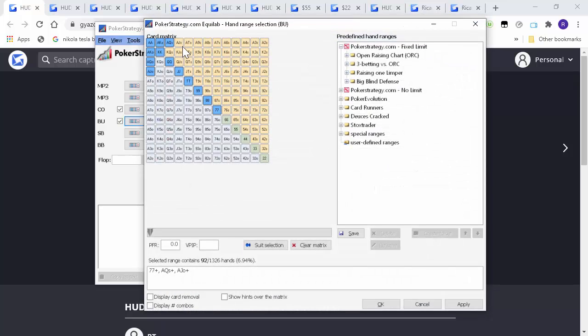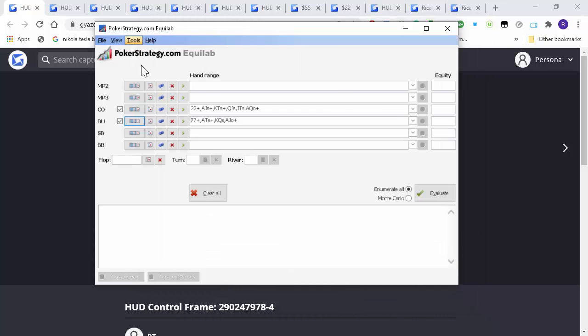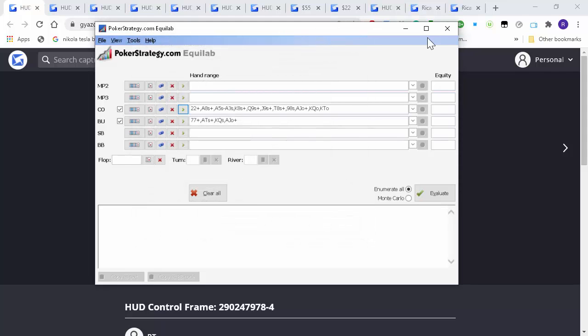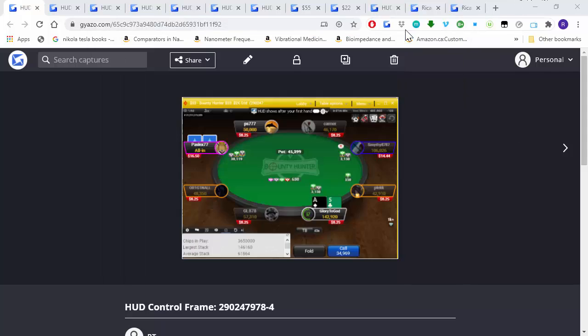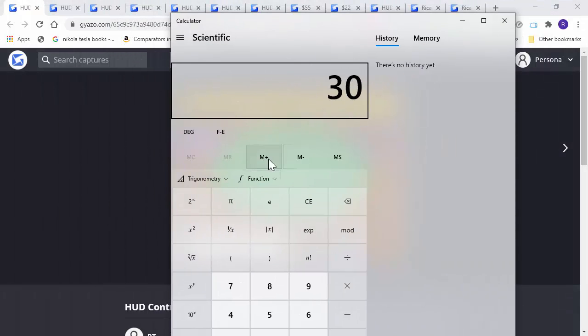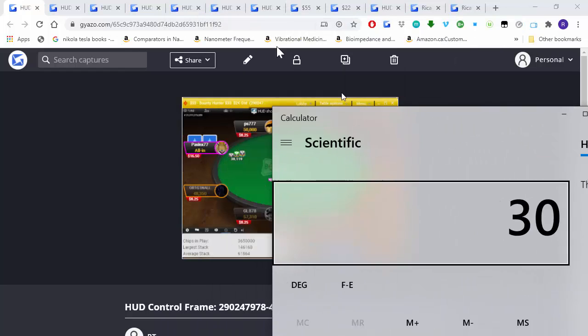Let's give him a slightly looser range though, and do the same thing. Yeah, nowhere near enough equity. But let's say he had 40 big blinds. Instead of 55, he had 30,000. So I'd be calling 30,000. Right now, I'd be calling 27,000.